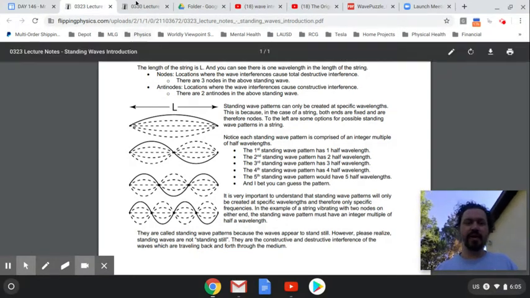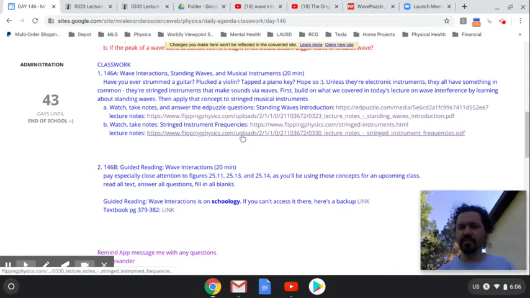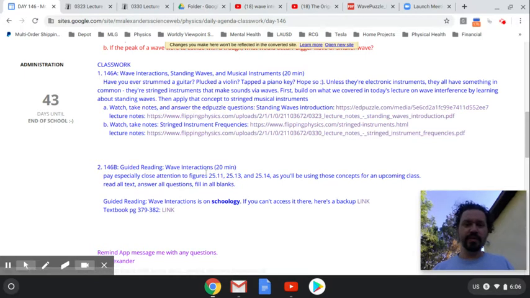So making these wave patterns, that's what you're going to be looking at. And a couple of videos here to learn about standing waves and how they connect with instruments like guitars and pianos and violins and other stringed instruments. And then some guided reading about wave interactions where we firm up your concepts of constructive and destructive interference, standing waves, what they all mean, their official definitions. You're going to do that through some reading. And the link for the reading is here.